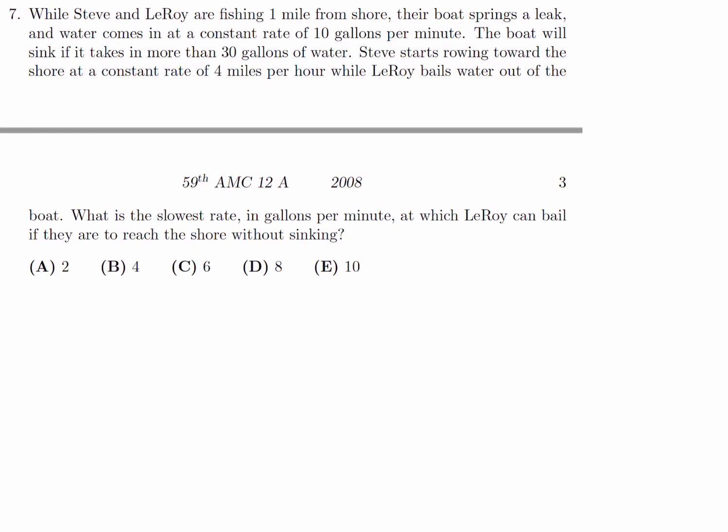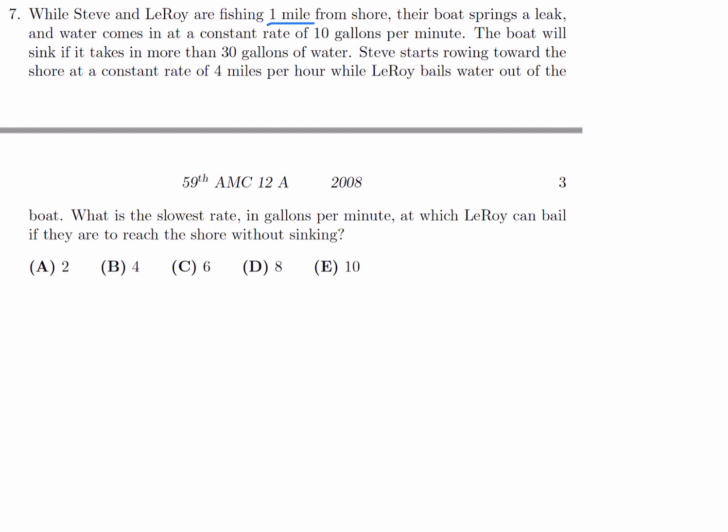While Steve and Leroy are fishing 1 mile from shore, their boat springs a leak, and water comes in at a constant rate of 10 gallons per minute. The boat will sink if it takes in more than 30 gallons of water. Steve starts rowing toward the shore at a constant rate of 4 miles per hour, while Leroy bails water out of the boat. What is the slowest rate in gallons per minute at which Leroy can bail if they are to reach the shore without sinking?